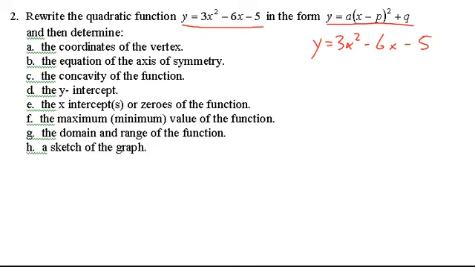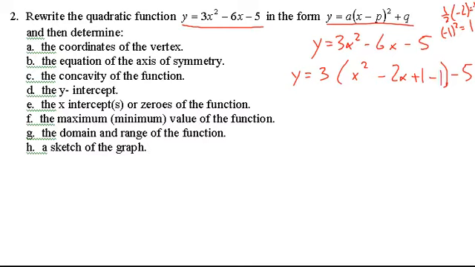Factor that 3 out of there. So I'm going to factor the 3 out, so I get 3 bracket x squared minus 2x, and I don't worry about pulling it out from the negative 5, because it doesn't matter. Now what? Half of my linear term there, so half of negative 2 is negative 1. Negative 1 squared is 1. What do I do with that 1? I add 1 and I subtract 1 inside my brackets.